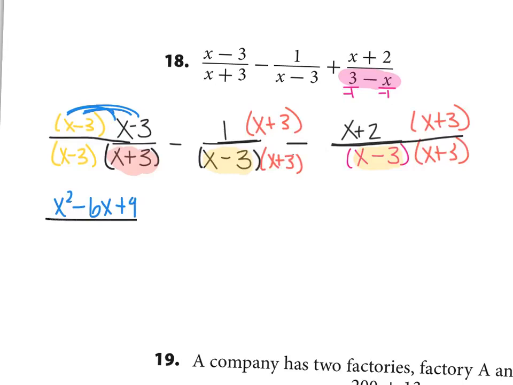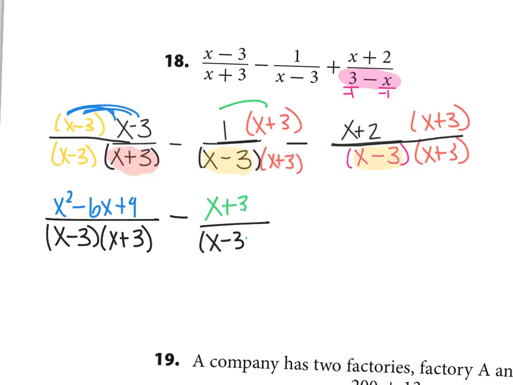Divided by, I still have x minus 3 times x plus 3, minus 1 times x plus 3 is going to be negative x, 1 times x plus 3 is just x plus 3, divided by x minus 3 times x plus 3.